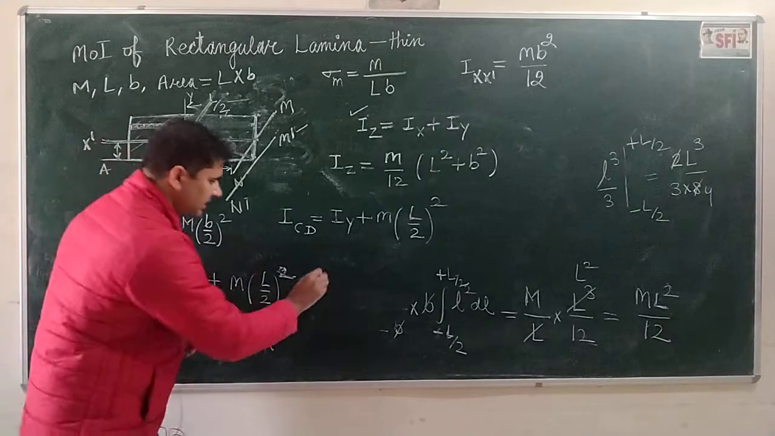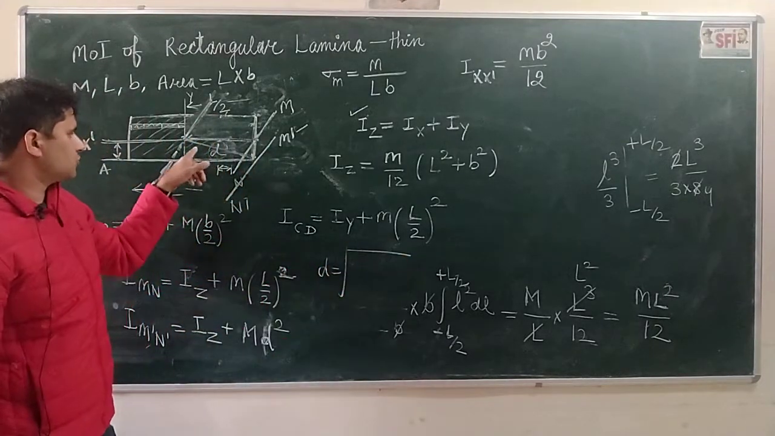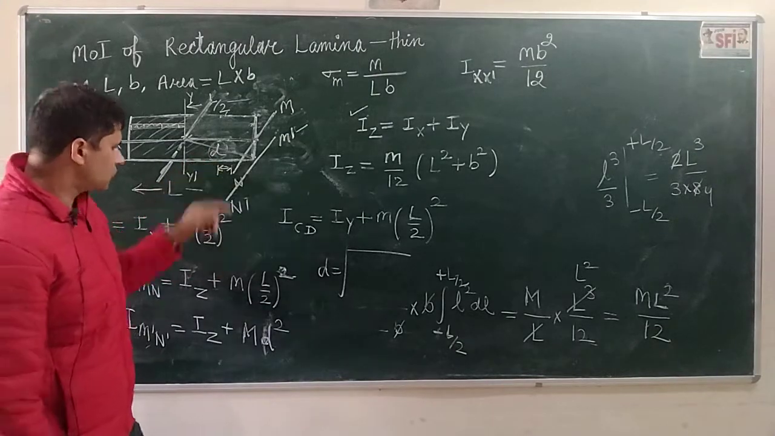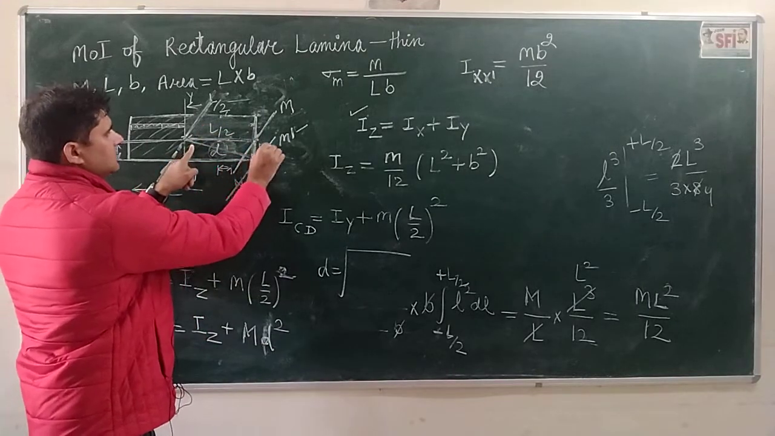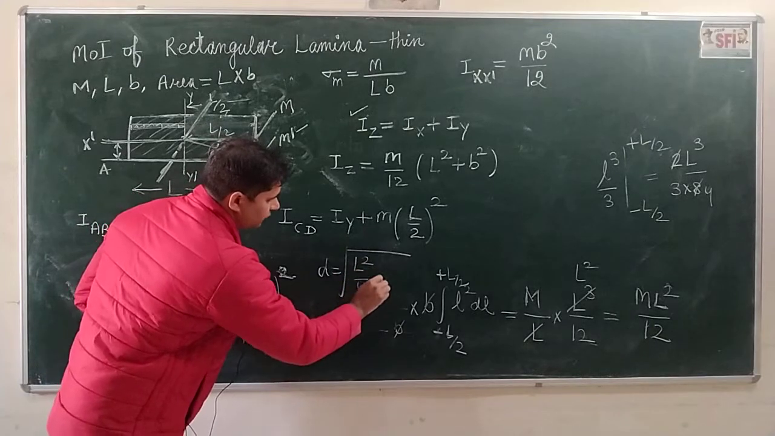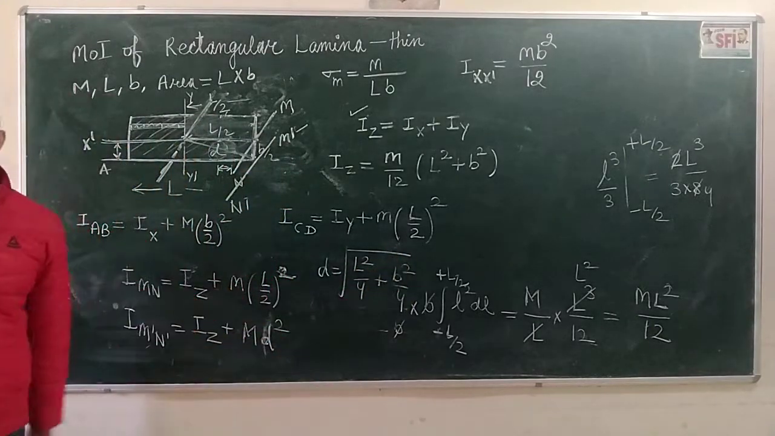Okay, and what will be D? D is under the root. You can make use of the Pythagoras theorem, and this is L by 2 and this is B by 2. So it will be L square by 4 plus B square by 4, and you can substitute its value here.